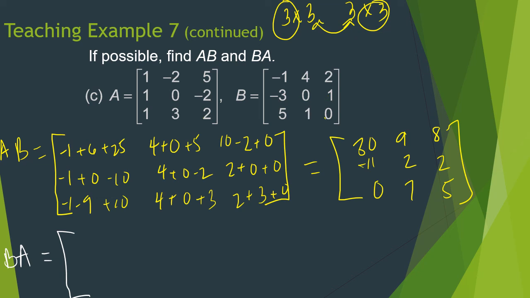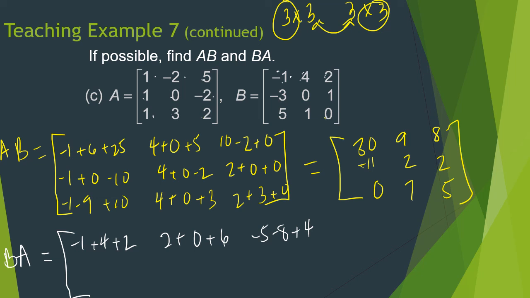All right. So I'm doing negative 1 times 1 is negative 1. 4 times 1 is 4. 2 times 1 is 2. First element complete. -1 times -2 is 2. 4 times 0 is 0. And 2 times 3 is 6. Second element completed. -1 times 5 is -5. 4 times -2 is -8. 2 times 2 is 4. Third element done.